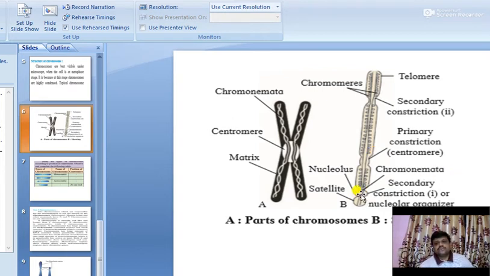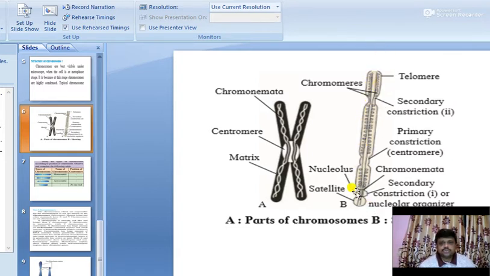This one is called the secondary constriction, in addition to the primary constriction. Some secondary constrictions are also called nucleolar organizers, because they are necessary for the formation of the nucleolus. The part beyond the nucleolar organizer, a short spindle-shaped or spherical body, is called a satellite.